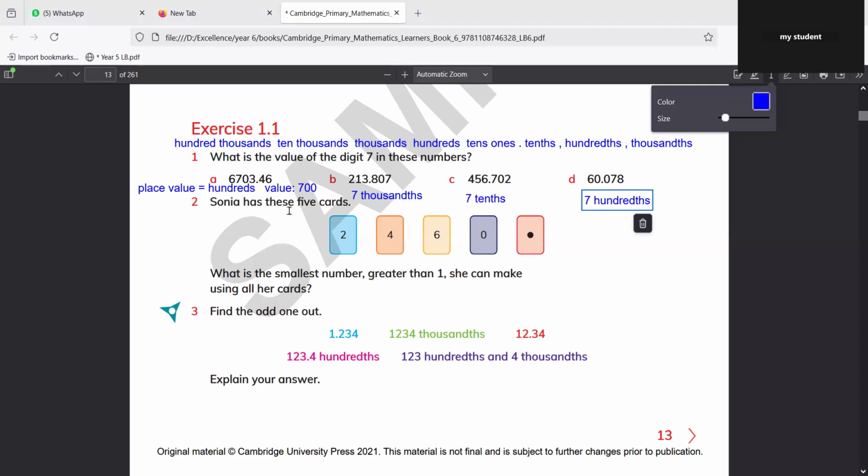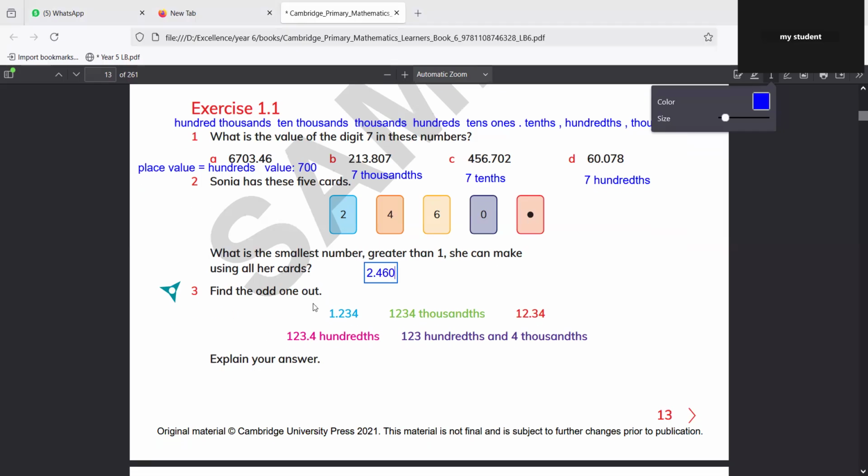Question number 2 says Sonia has these 5 cards, 2, 4, 6, 0, and a decimal point. What is the smallest number greater than 1 she can make using her cards? The smallest number greater than 1 between all these digits is actually the 2. Then after that, you need to put the decimal point immediately, because if you put any other number, it will not be exactly the smallest number. If you say 24 or 26, you know the smallest number will be 2. Then after the decimal point, you need to write numbers from the smallest to the greatest, like 4, 6, then 0. So this will be the smallest number.